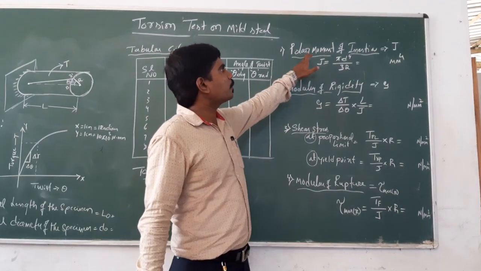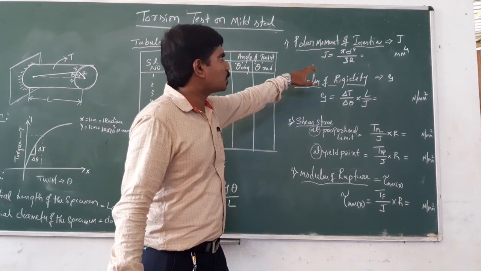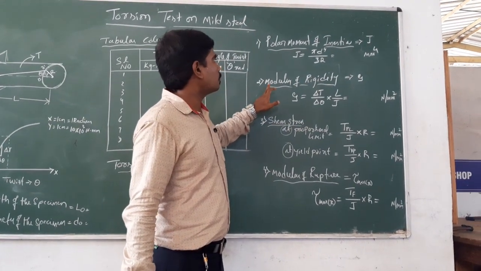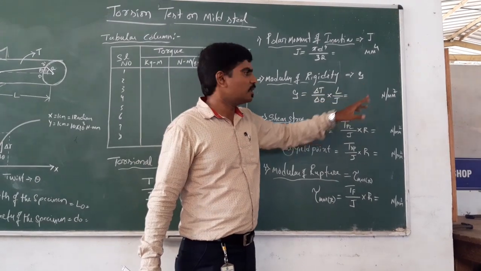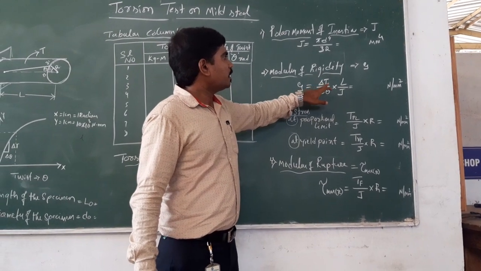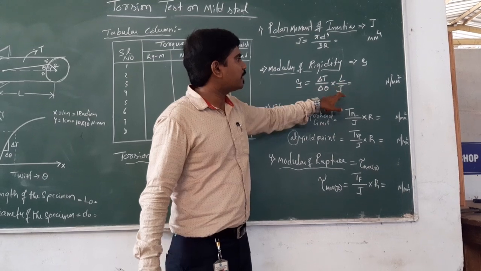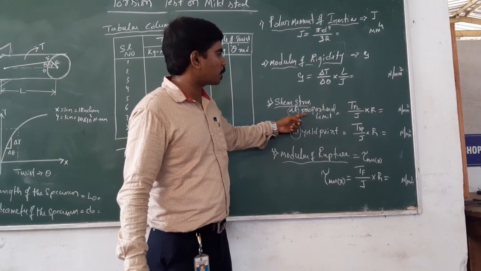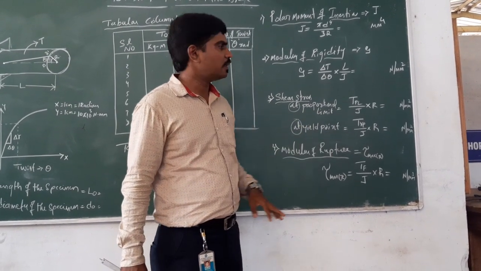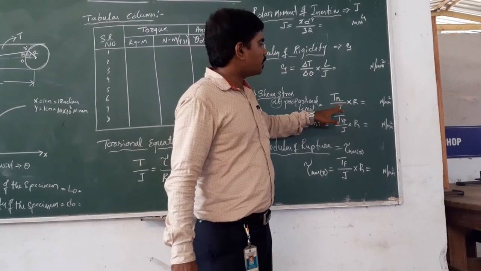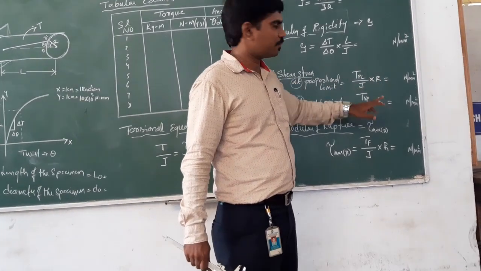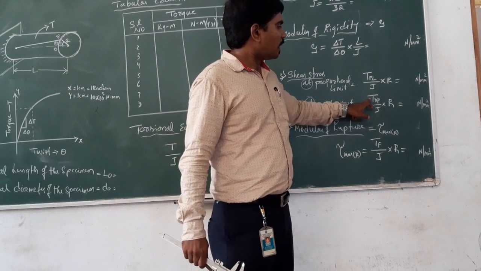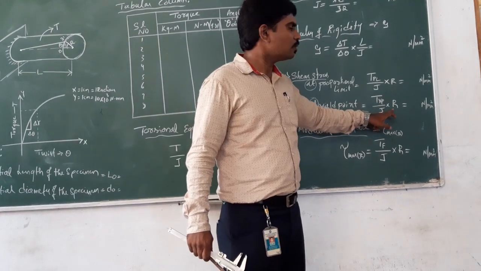First one is the polar moment of inertia, J, which is equal to pi d to the power of 4 divided by 32. The second one is the modulus of rigidity, G, which is equal to dT by d theta into L by J. The third one is shear stress at two different points: one is the proportionality limit and the other is the yield point. Shear stress at the proportionality limit is torque at proportionality limit divided by J into R, and shear stress at yield point is T at yield point divided by J into R.